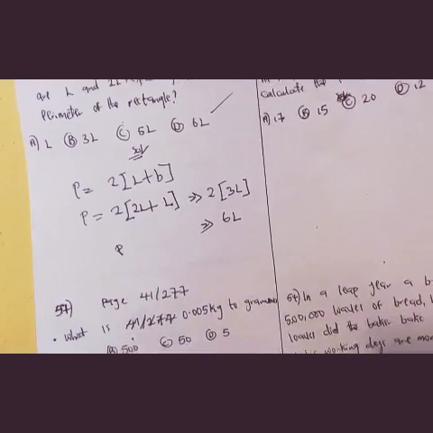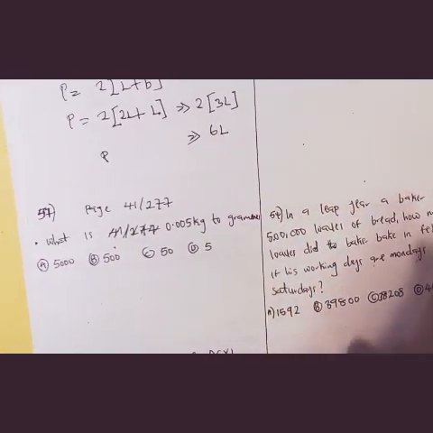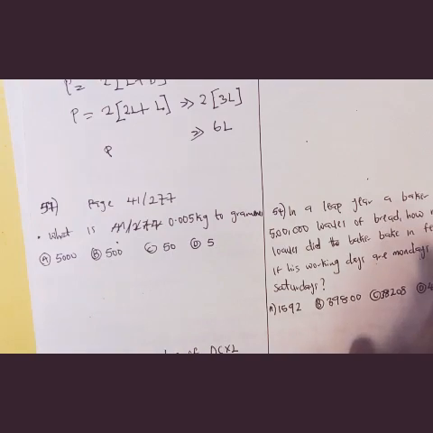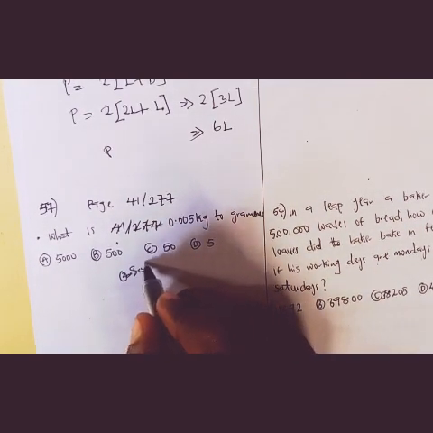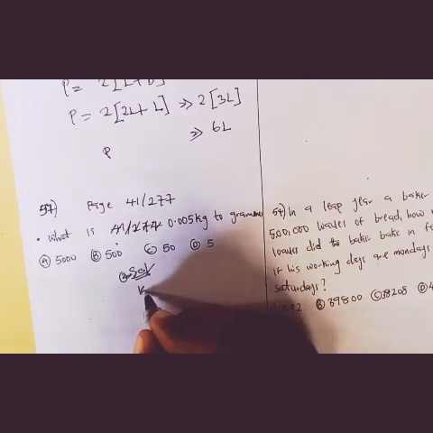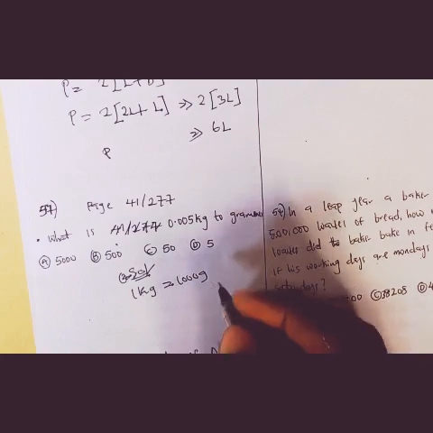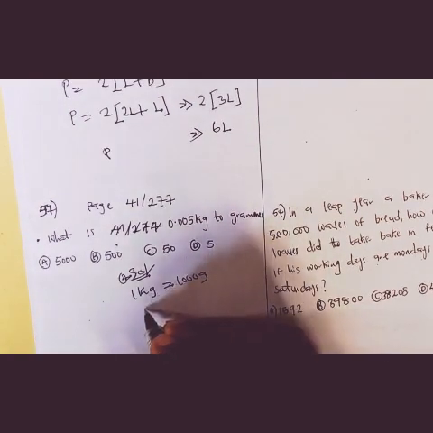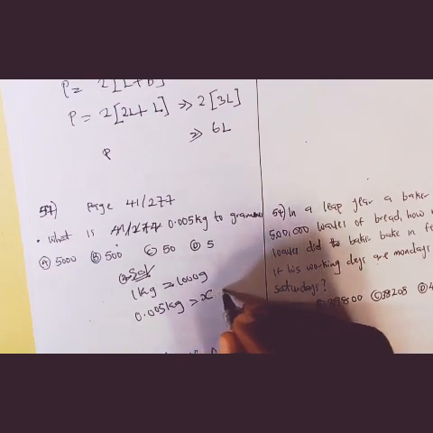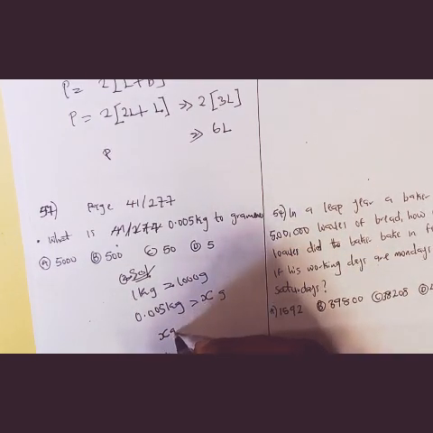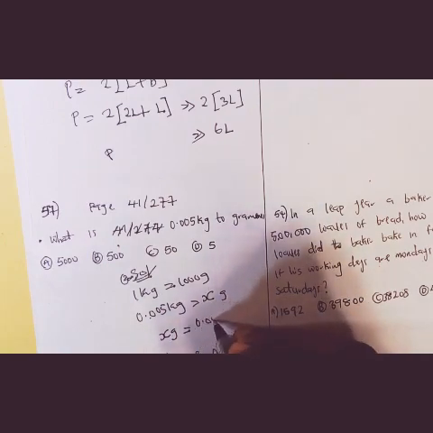This is page 41 of 277. The question says, what is 0.005 kg to grams? We know that 1 kg is equivalent to 1000 grams. So 0.005 kg will be equivalent to the unknown in grams. So x grams will be equal to 0.005 multiplied by 1000.